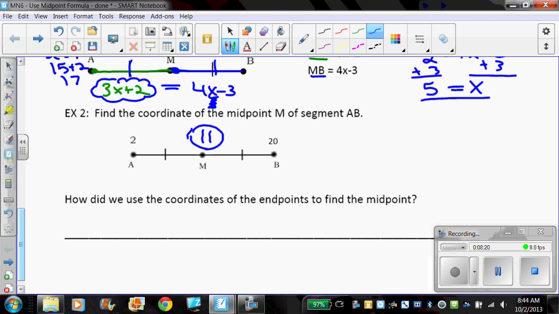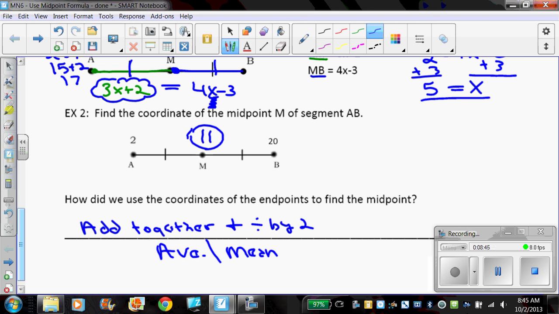Now, really, if you think about how to get to 11 mathematically, and this is kind of down here, it says, how did we use the coordinates of the endpoints to find the midpoint? What you want to do is add the two endpoints together and divide by 2. That's the same thing as average or using the mean. So we're just finding the mean or average of the endpoints. I'm talking about 2 plus 20 divided by 2. That is going to give you 11.